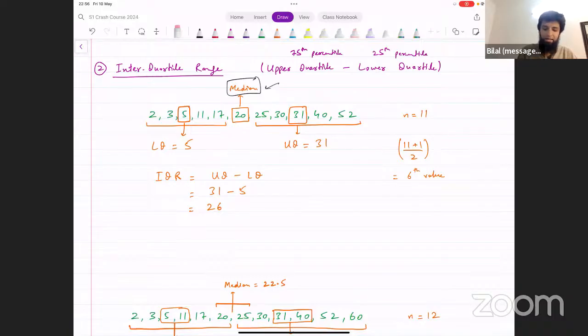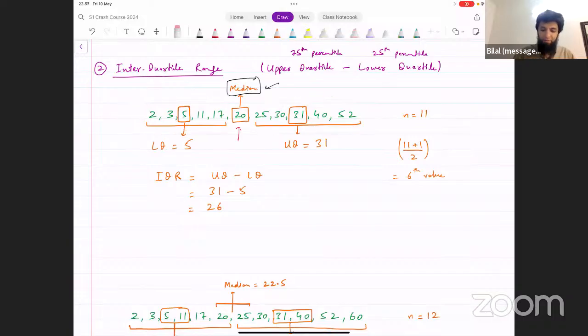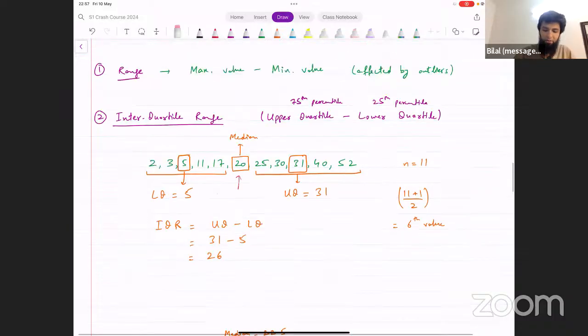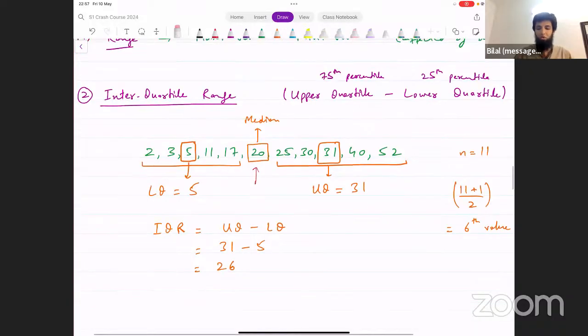Now this median divides your data into two parts, one to the left of it, one to the right of it. Find the medians of those two parts. Median of the left part here is 5. That's the lower quartile. Median of the right part is 31. That's the upper quartile. So lower quartile is 5, upper quartile is 31.